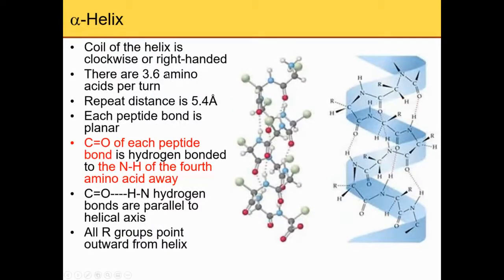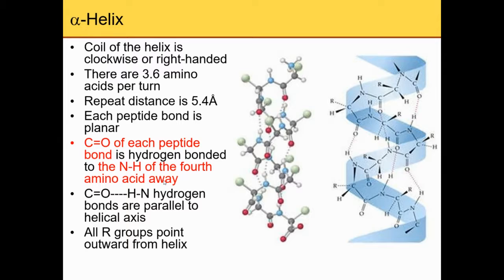The two commonly seen secondary structures are the alpha helix and the beta sheet. In the alpha helix, the CO of each peptide bond is hydrogen bonded to the NH of the fourth amino acid. So basically the hydrogen bonds between those peptide bonds contribute to the secondary structure.